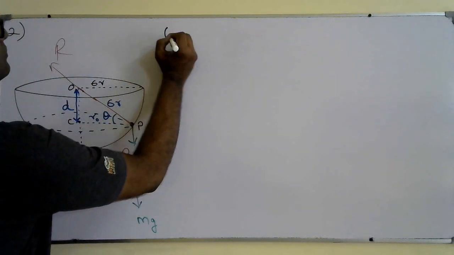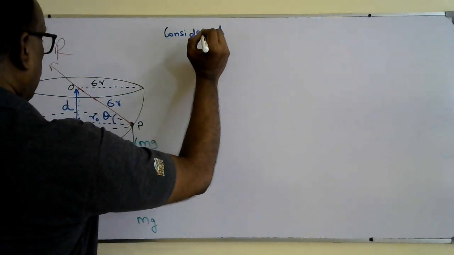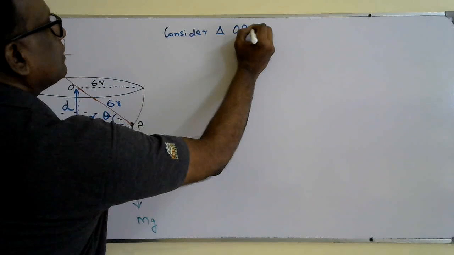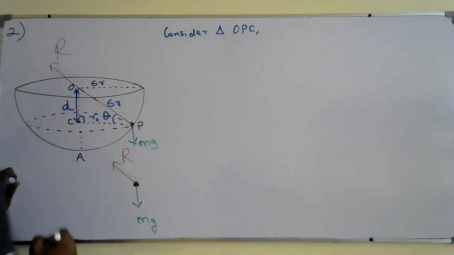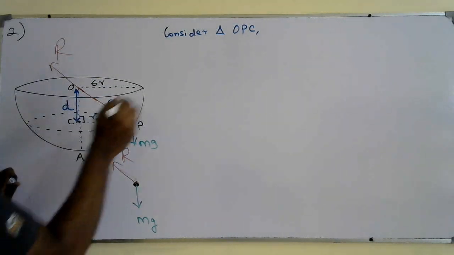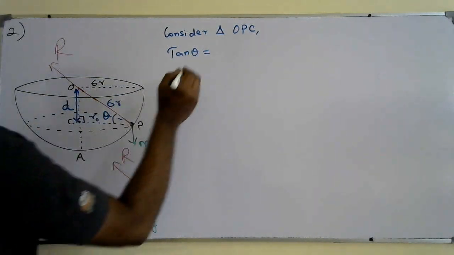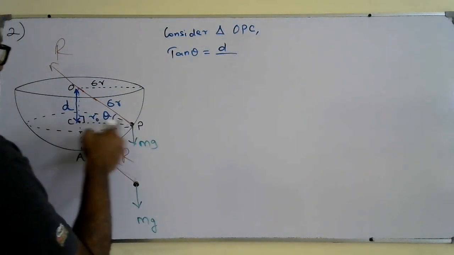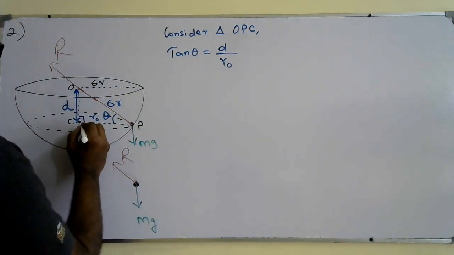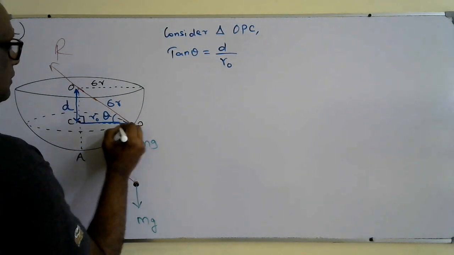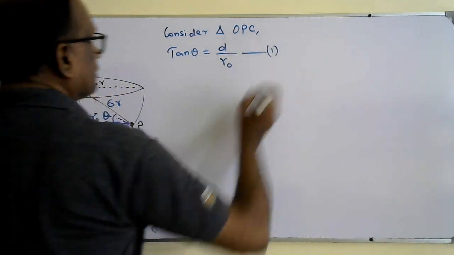Now we consider that right angle triangle OPC. This is 90 degrees. In this right angle triangle OPC, tan theta is equal to OC, that is D, over the adjacent, that is R0. I took the radius as R0. Keep this as the first equation.